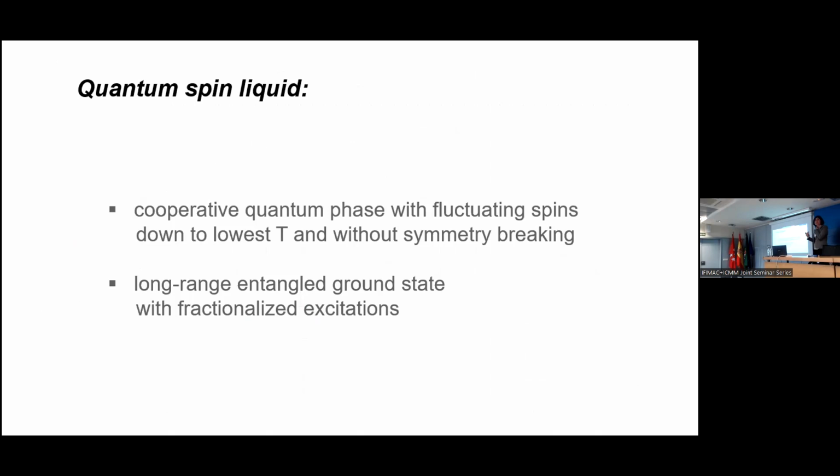So now we come to the level where we can define this new state of matter that we expect to have in systems with geometric frustration, where quantum fluctuations are very large and are not suppressed by going down in temperature. The quantum spin liquid is a cooperative quantum phase with fluctuating spins down to the lowest temperature and where there is no symmetry breaking. There is not a magnetic long range order, but there is a long range entanglement in the ground state, and the excitations are fractionalized. So now you say, well, this is very exotic. You could ask why we are interested in this type of state. I will show you in a moment. But what interests us now is where we can look for this type of state, especially these fractionalized excitations, which, as I will show you, are something one is very much looking for to have a realization of.